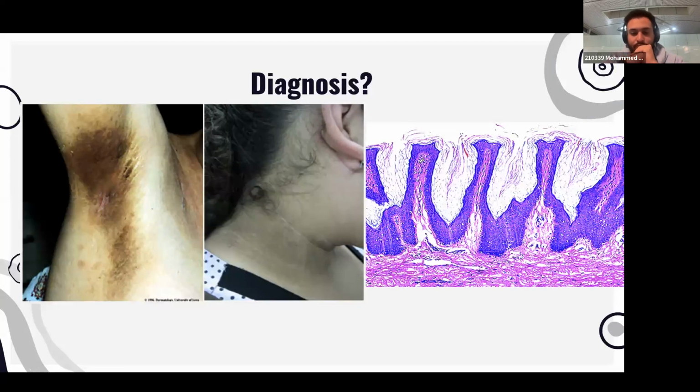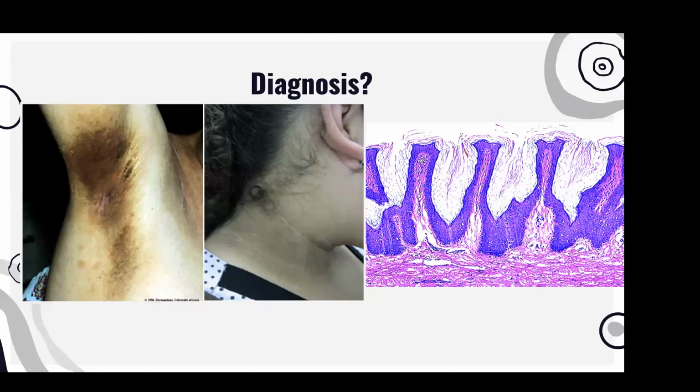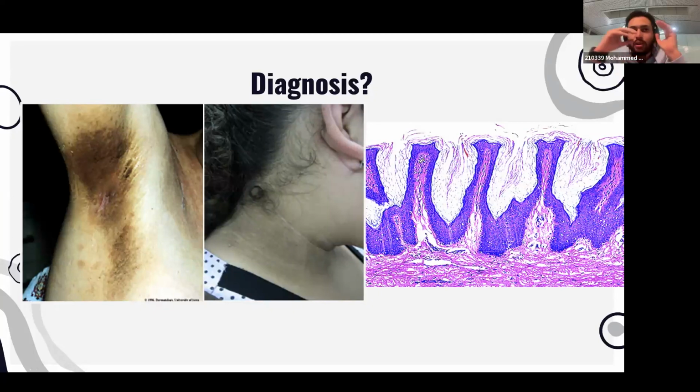Now this one. Acanthosis nigricans. Acanthosis nigricans. What's the most common association with this? Diabetes and insulin resistance. The second thing is that, what's another important association?